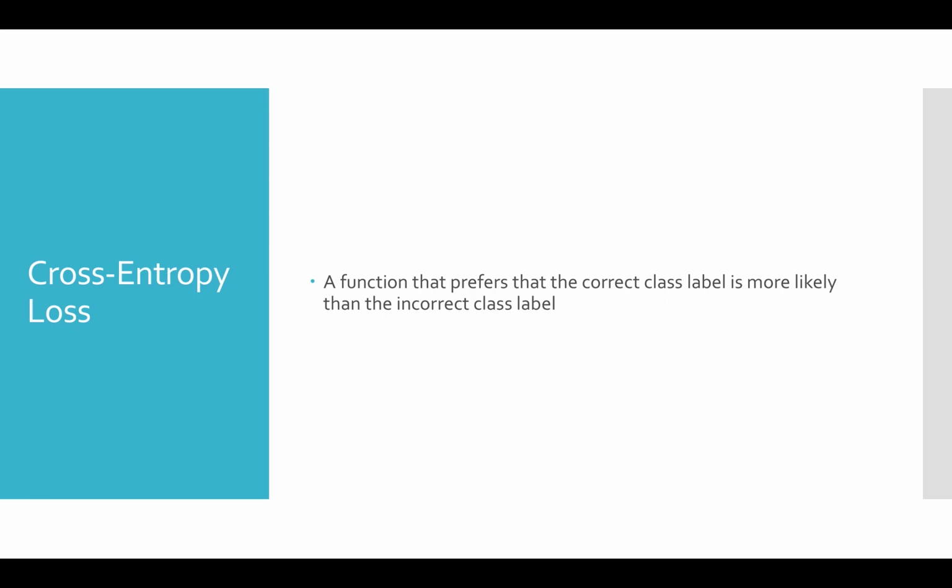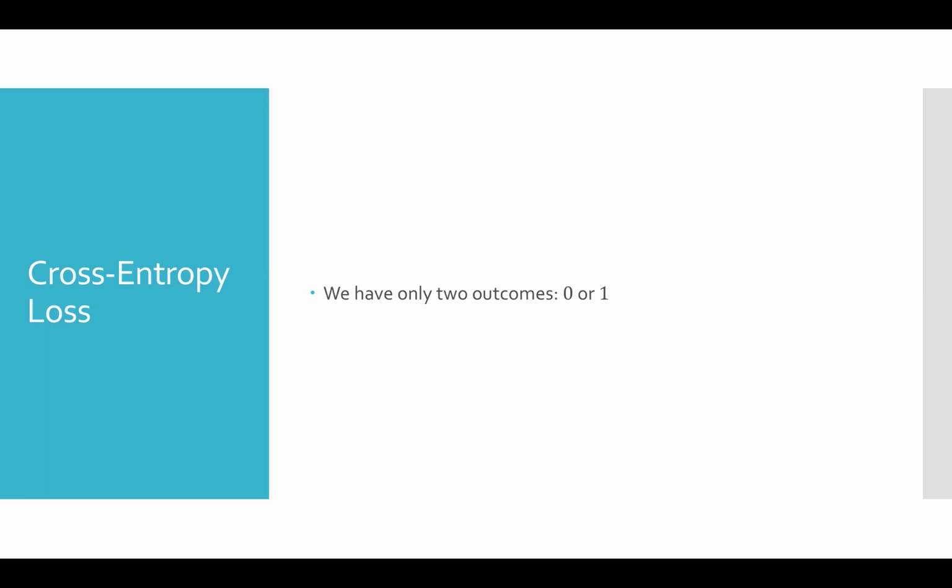In this particular situation, we're going to use a cross-entropy loss. This is a function that prefers that the correct class label is more likely than the incorrect class label. And this is just dealing with probabilities, right? So all we care about is that the probability of the correct label is higher than the probability of the incorrect label. In this particular situation, we're dealing with a binary classifier, so we only have two outcomes, 0 or 1.